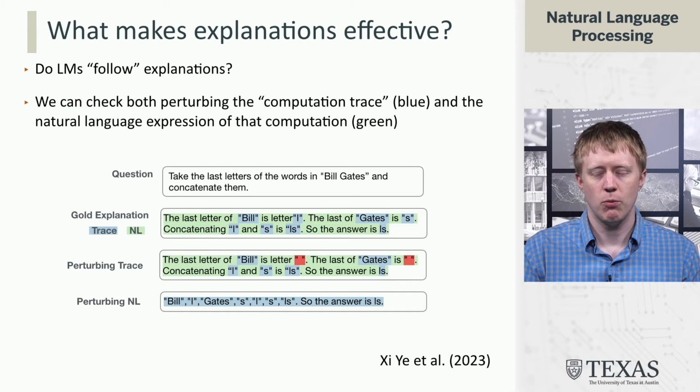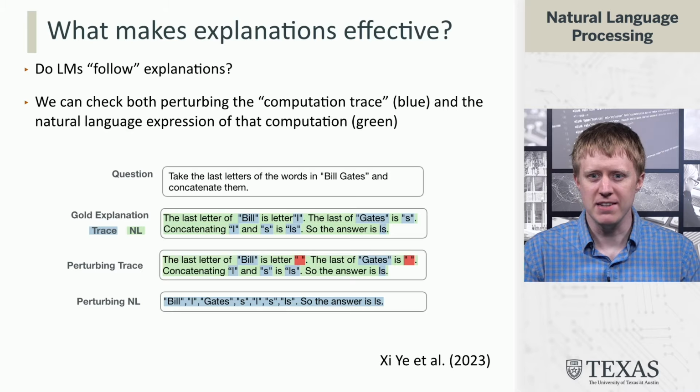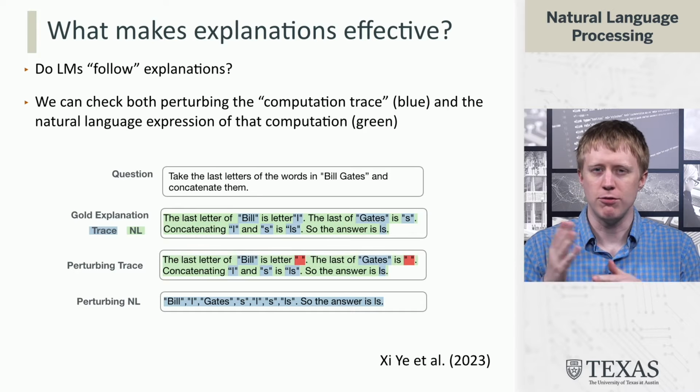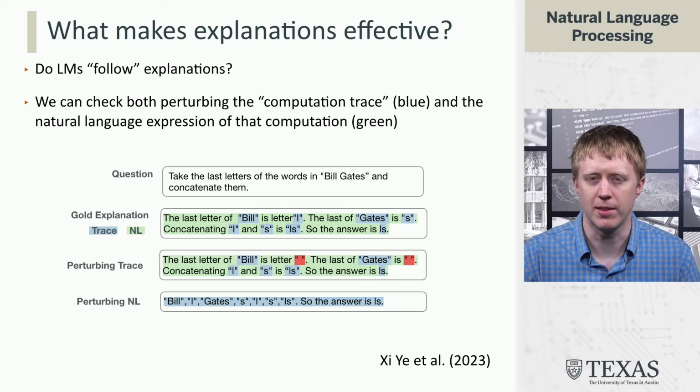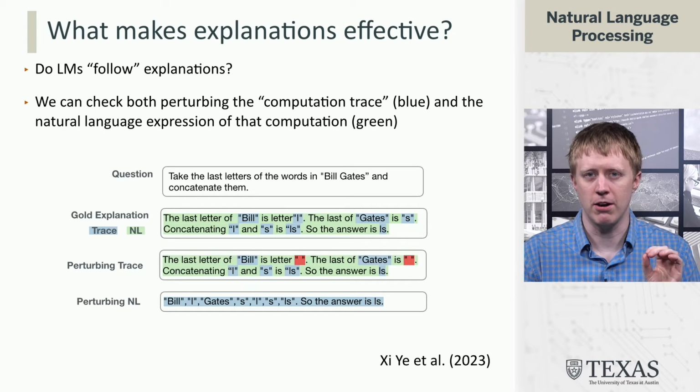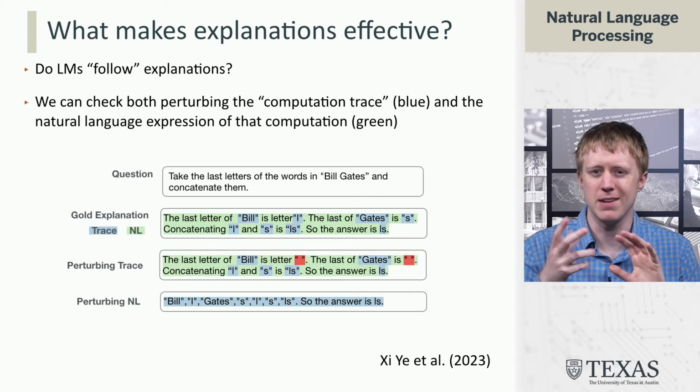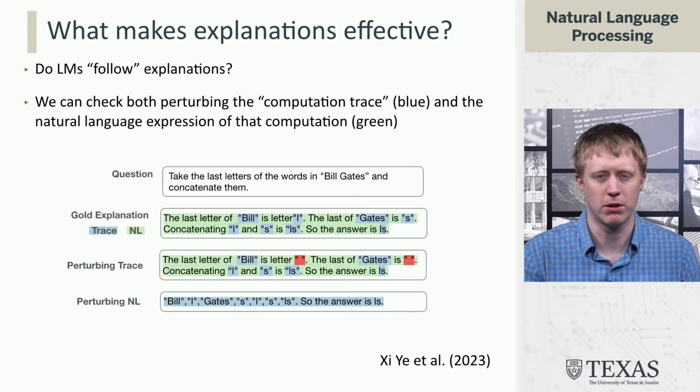One of the things that we can ask is, are the language models actually following the explanations that are given? How important are the explanations in the prompts? Remember, we talked about that work for in-context learning that showed that you could just mislabel things and stuff would still work fine. So is that the case here?